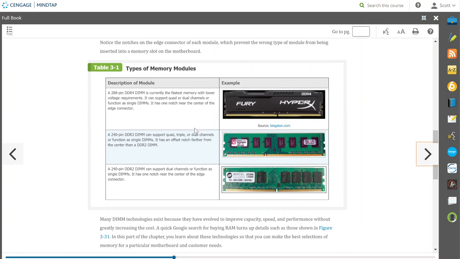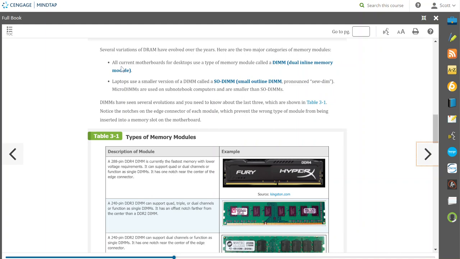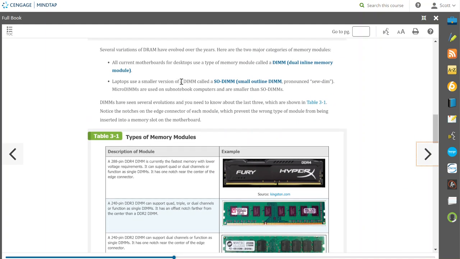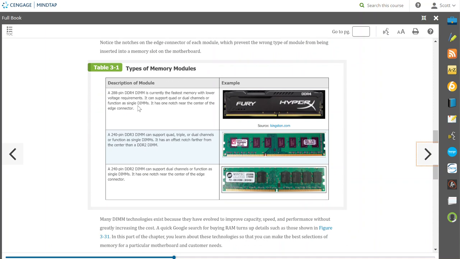Right. So we've got different types of memory modules. There's a 288-pin DDR4 DIMM. Remember DIMM? Desktops. And then the other was SODIMM. It's not desktops. So these are DIMMs. It's desktop memory. They're longer.